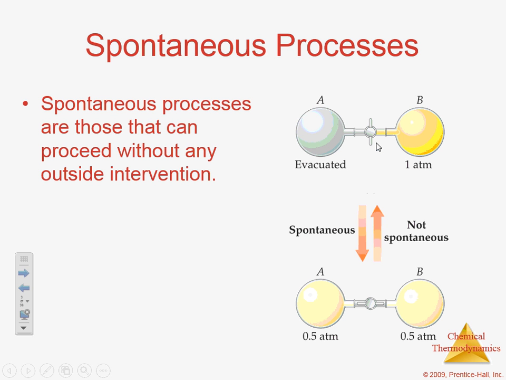Now, what we're going to talk about in 19.1 in general is spontaneous processes and entropy. So we're going to focus on spontaneous processes. Spontaneous processes are those that occur without any outside intervention. So for example, we have two gases, one gas in A, one gas in B. I pull the divider here and the gases are randomly going to mix. That's a spontaneous process.